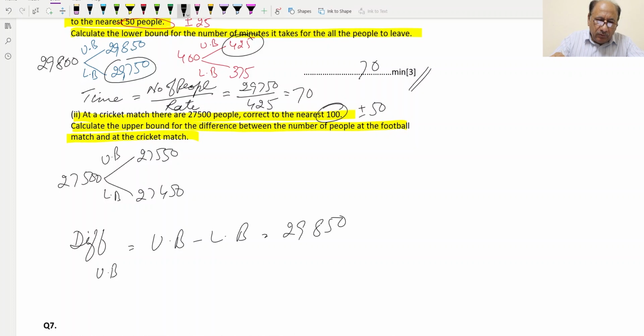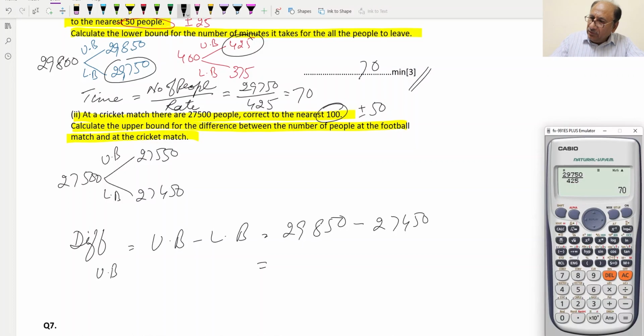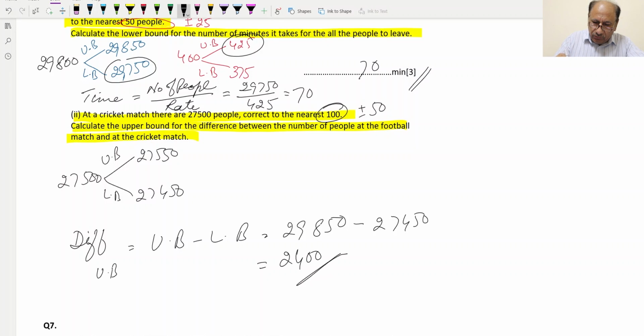This will be 29850, which is the upper bound of the football match, minus the lower bound 27450 of the cricket match. So 29850 minus 27450 is equal to 2400. This will be the difference in the number of people.